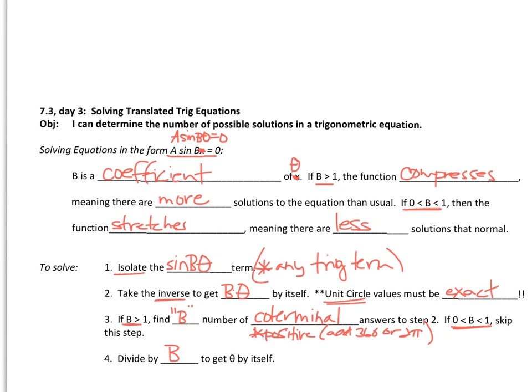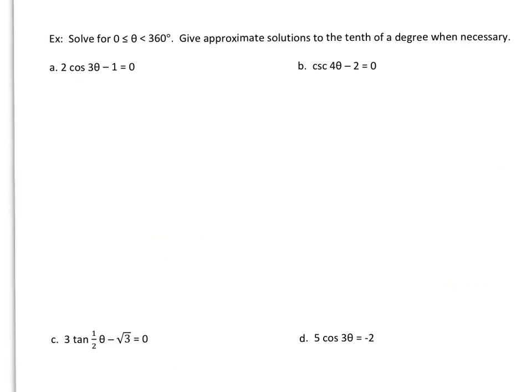Now, what makes day 3 actually a little easier than days 1 and 2 is once you've taken the inverse in step 2, you don't have to do that process again. There won't be any factoring, we won't have to do the quadratic formula, and we don't get to take the square root to solve. We'll just follow these 4 basic steps.